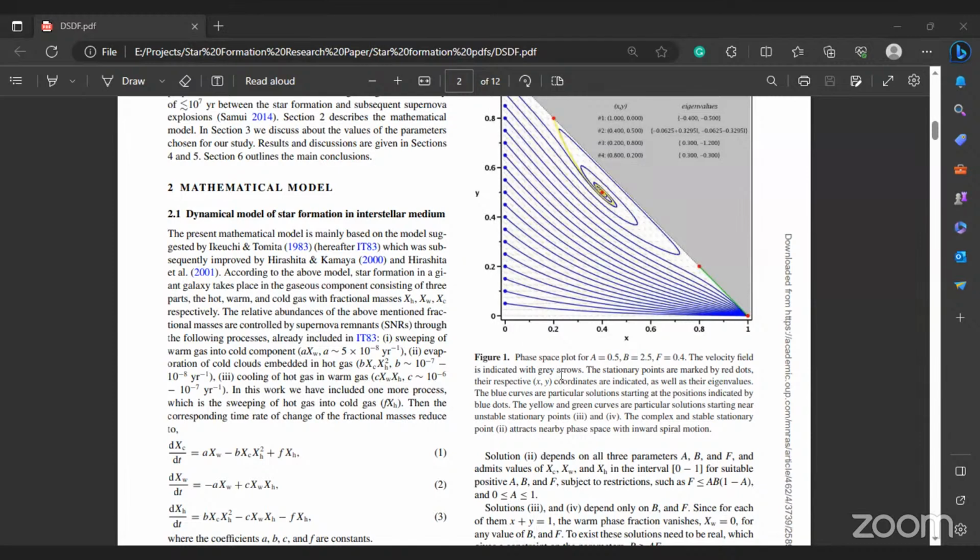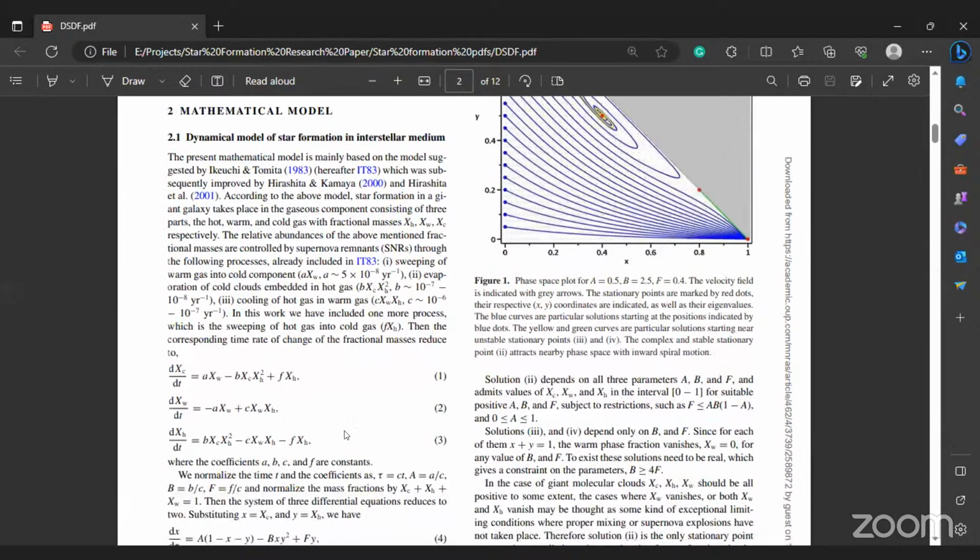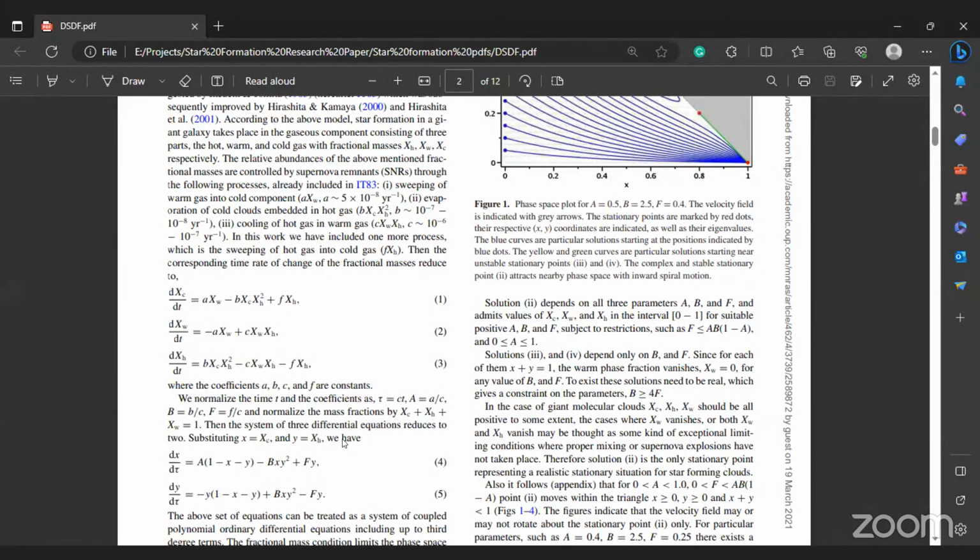Actually, the part where they take xc plus xw plus xh equals 1, and then instead of three equations, they convert it into two using the total equal to 1. That part was a bit challenging for me to understand. Okay. Yeah, the transformation which they did.